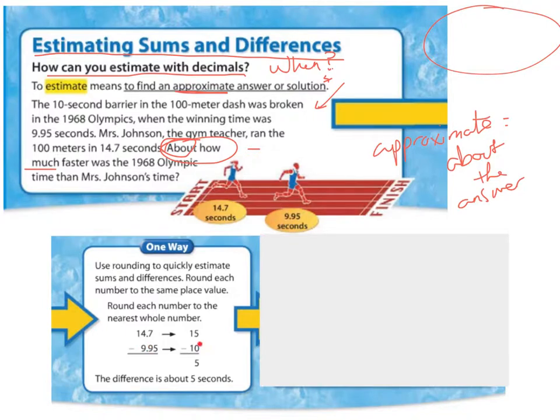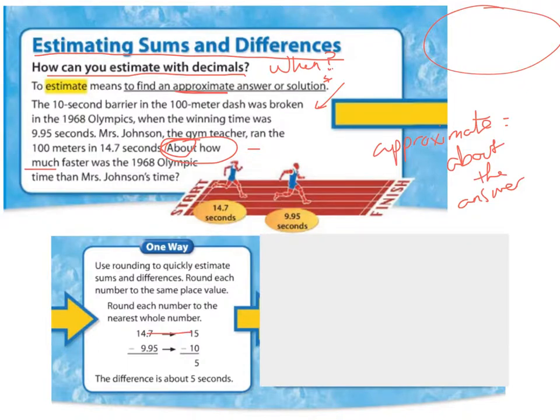But they're rounding to whole numbers, so 14.7 goes to 15, 9.95 rounds to the nearest whole number of 10. Whole number means one spot right here. And then you subtract them, and that's 5. So this one, they rounded to the nearest whole number, and that's one way you can do it.